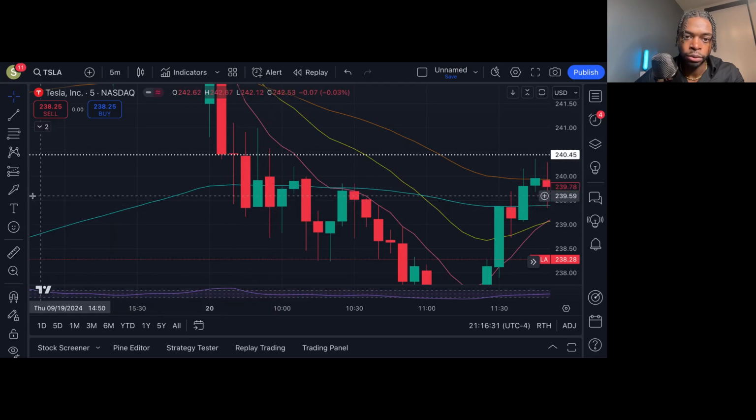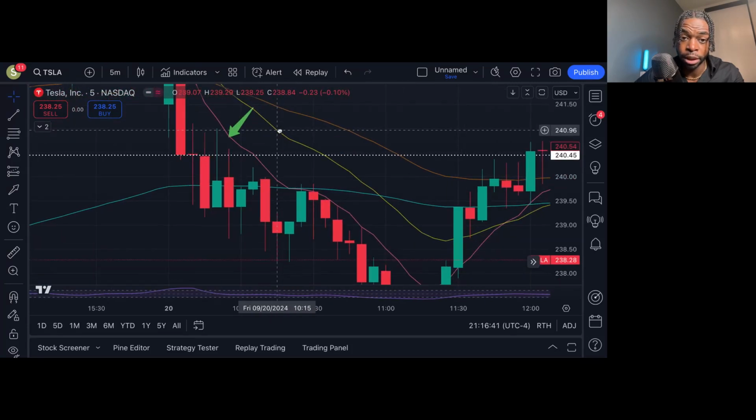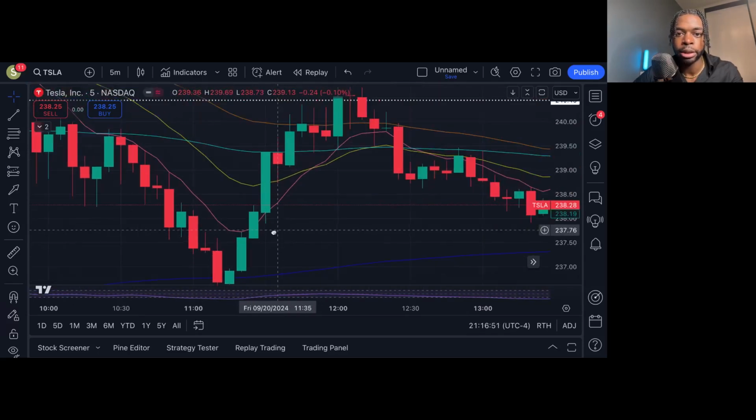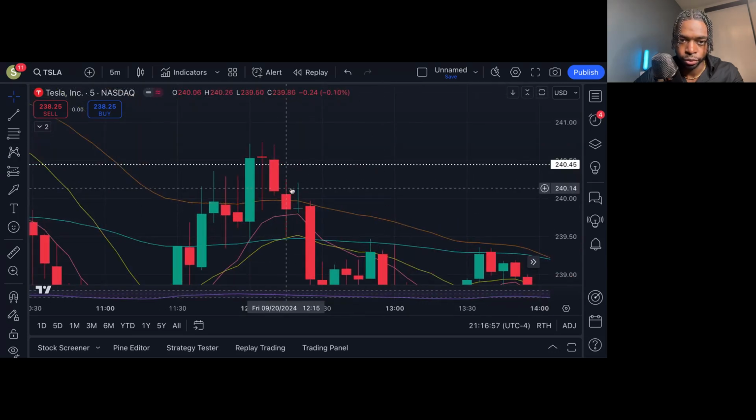So we're below. Now we're putting in topside wicks. What other confluence do we have? Well, we have the 9 MA below the 20, which is very bearish. But look, we got a rejection. We got topside wicks forming, bear bars forming, and we continue to the downside. Then we caught on the 200 MA here on Tesla, and guess what we did again? We tested that upside.